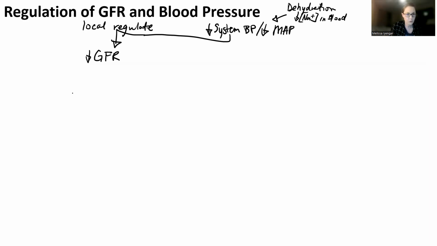So as glomerular filtration rate goes down, essentially two different systems are going to turn on. One system is going to be that the afferent arteriole is going to not sense enough stretching.